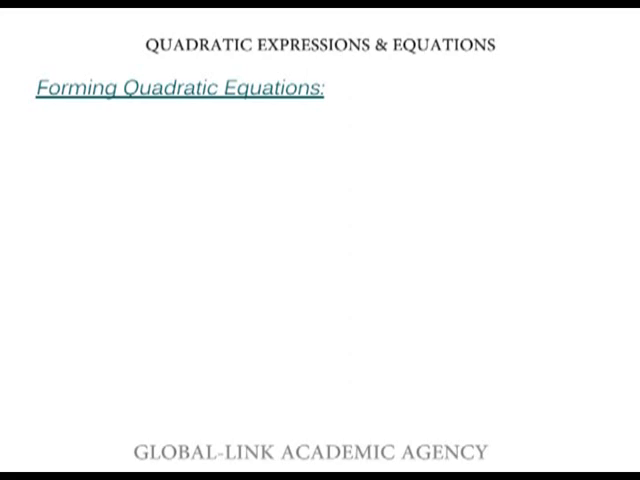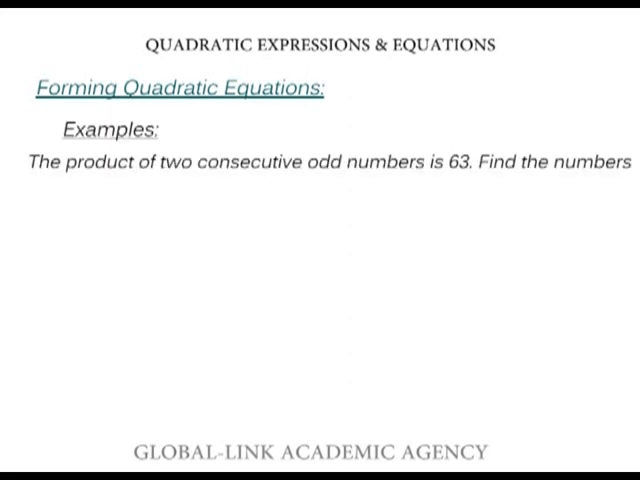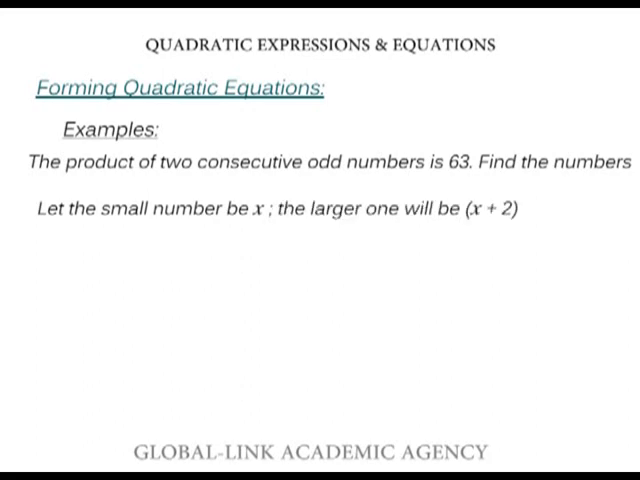Let's take a real problem. The product of two consecutive odd numbers is 63. Find the numbers. In our solution, let the smaller number be x. The larger number will be x plus 2 since two consecutive odd numbers differ by 2. Multiplying x times x plus 2 is 63. Expanding, x squared plus 2x minus 63 is 0 when we write in standard form.